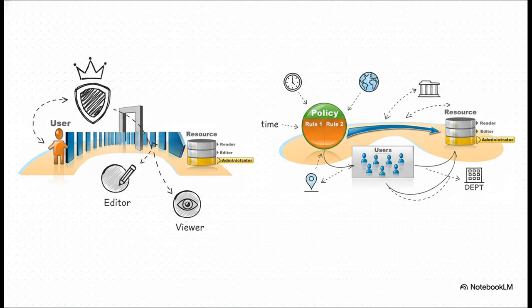Simple, predictable. But then, on the right, you have a much more dynamic, almost intelligent model, attribute-based access control, or ABAC. Instead of a fixed role, ABAC uses a flexible policy that evaluates a bunch of different attributes in real time, things like your department, the time of day, even your physical location, to decide if you get access.